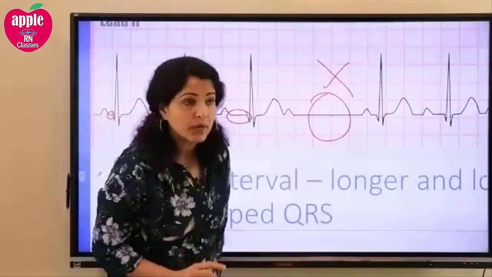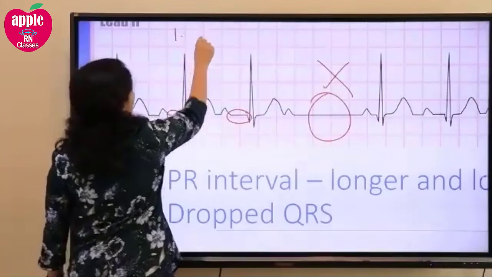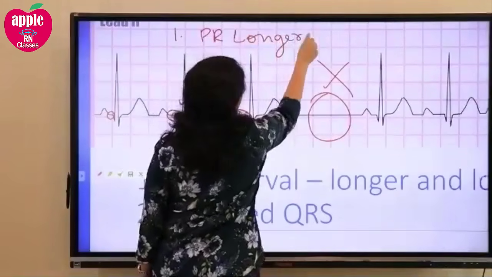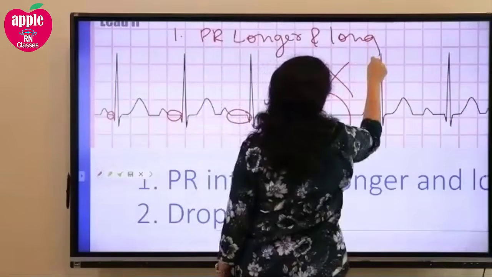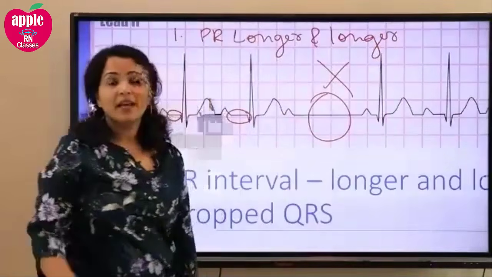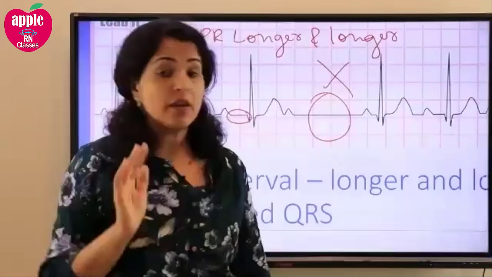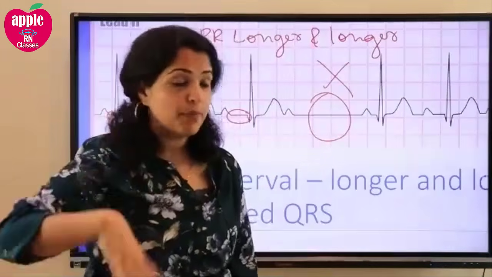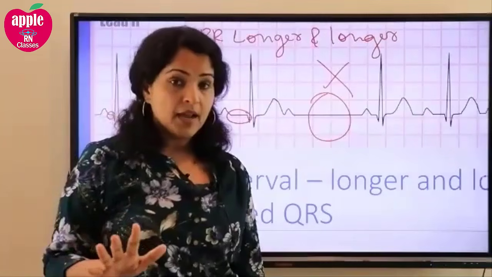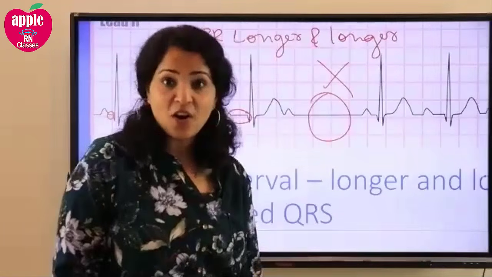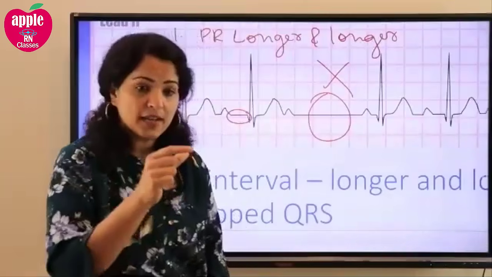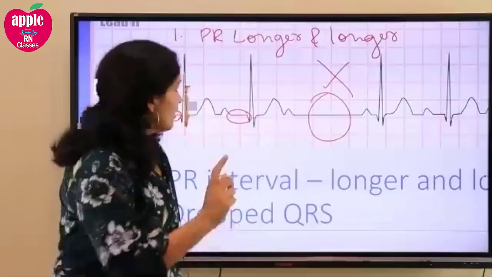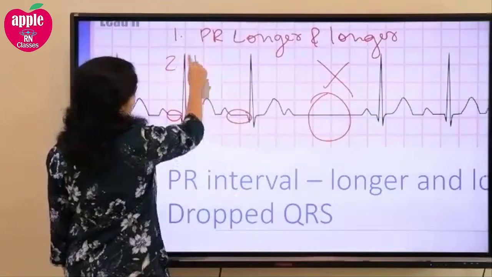Two things to remember. Number one, PR is going to be longer and longer. Okay, PR interval is going to be longer and longer. P will always be there. P will always be on time. P will be regular. P is just sitting there on time. It's the QRS that is taking longer to come. So the PR interval is going to be like this, then a little more, and then there is no QRS. So there will be a dropped QRS.